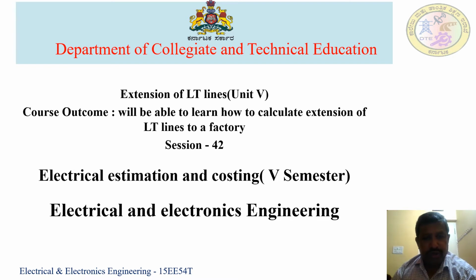Today I am going to take class for 5th Sem Diploma Electrical and Electronics branch students for the subject Electrical Estimation and Costing, and the subject code is 15EE54T. The topic is how to calculate the extension of LT lines to a factory. LT lines is low tension lines. The voltage level is 400 volts.